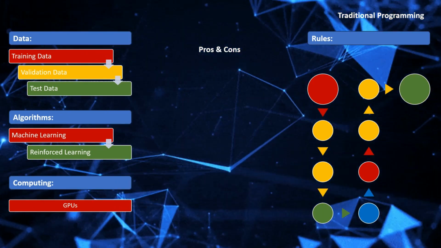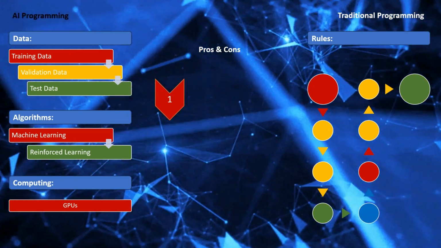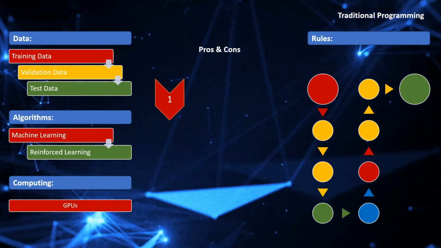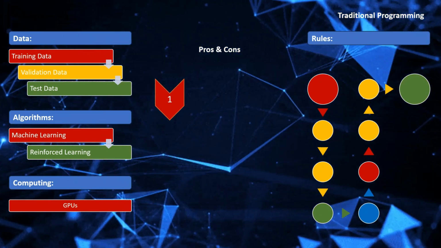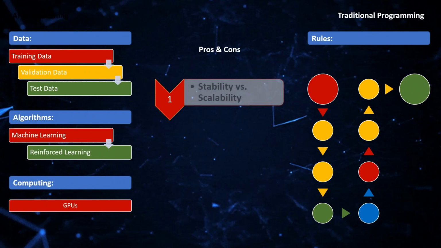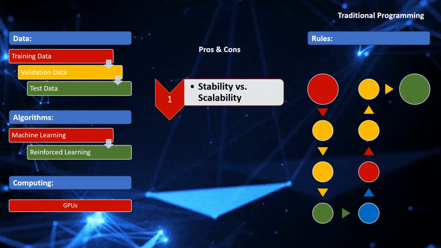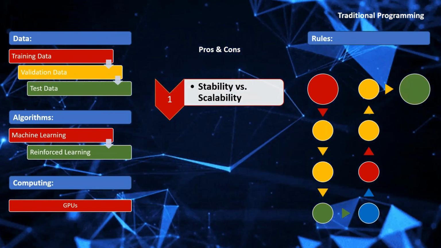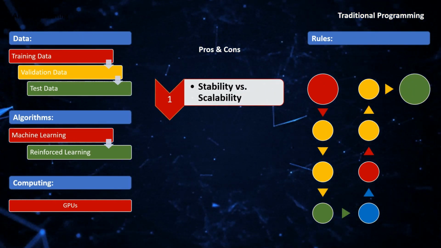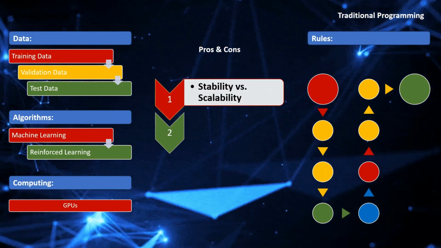Traditional programs are very stable. Once you write the code and fix any mistakes, it will always do the same thing. But this comes at a cost. To make a traditional program handle more tasks, you need to write a lot more code. AI programs are easier to scale, that means making them handle bigger or more complex jobs. They can learn automatically, so you don't have to write new code for every situation. However, AI isn't as stable. Sometimes the results may change or be unpredictable.